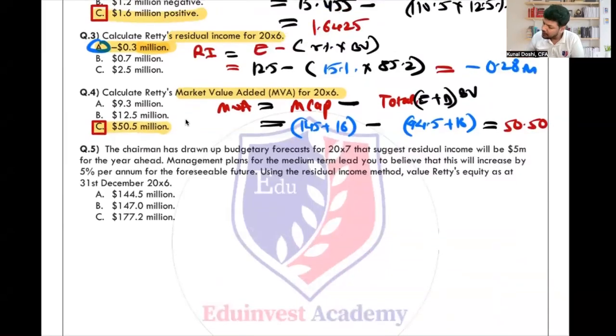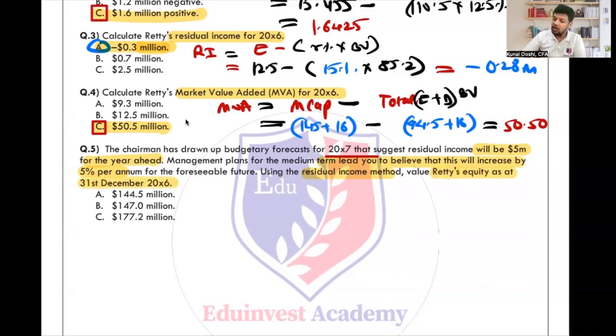The chairman has drawn a budgetary forecast that suggests that the residual income will be 5 million for the year ahead, next year. Management plans for medium term lead you to believe that they will increase by 5% per annum for the foreseeable future, that is perpetual. Using the residual income method, value equity, that is equity as of December.